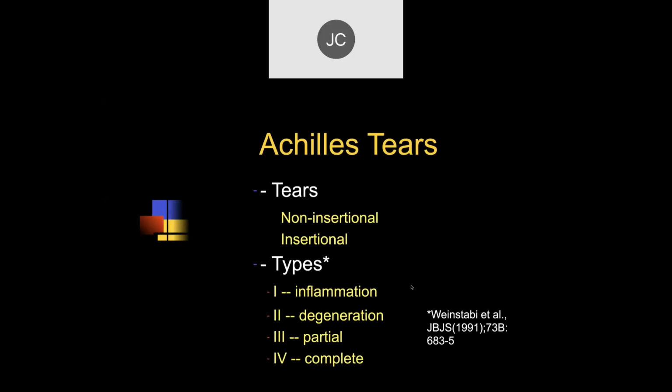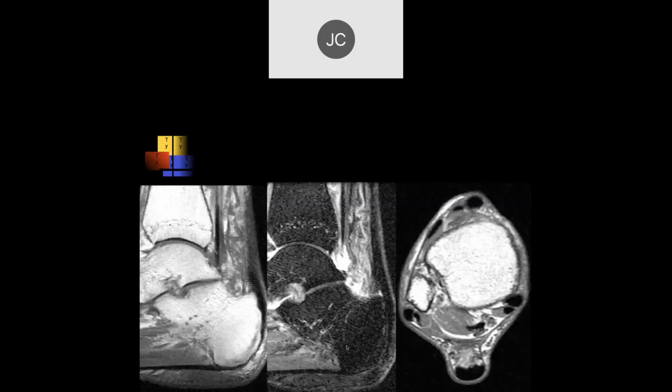There are different classifications. One of the older classifications is the Weinstein classification, where you can have what was called, in 1991, inflammatory disease, degenerative signal or degenerative disease, partial tears, and complete tears. So why don't we talk about some of these?